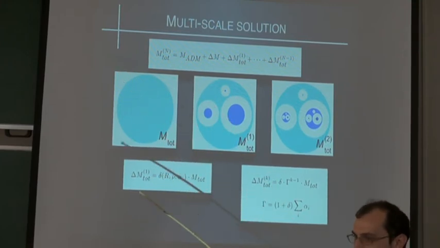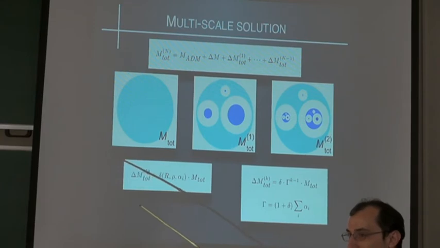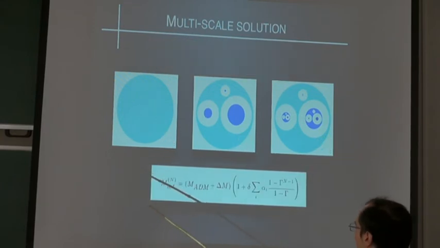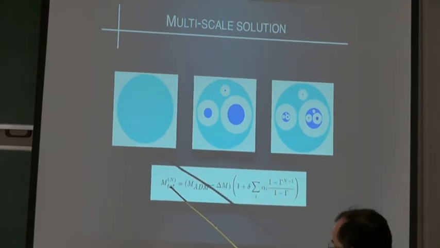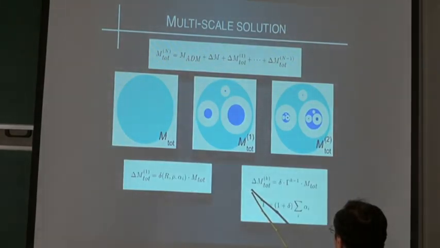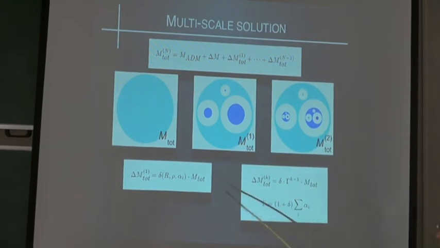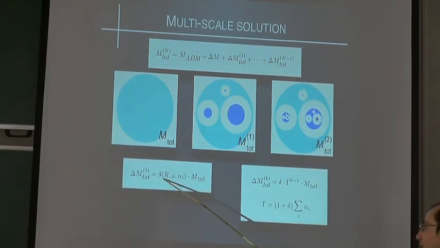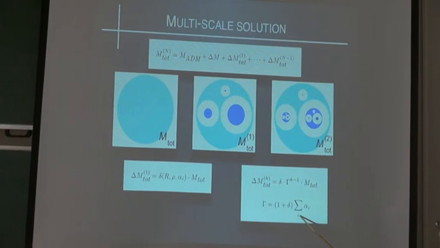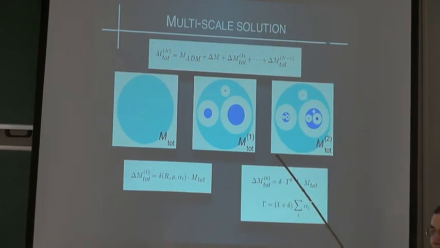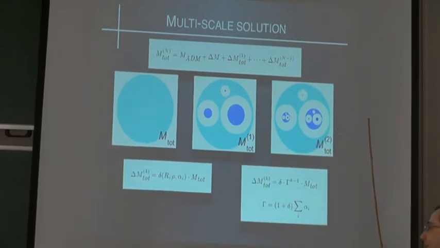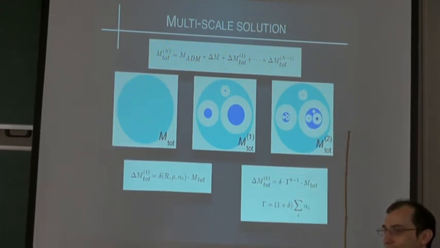So is the geometric series always convergent or no? No, it's not always convergent. It depends on this large parameter gamma, which is about 1 plus delta. Delta is this correction here, and the sum of alpha i's, where alpha i's are the fractions of volume taken up by these voids at each step. So this is the interesting situation when it diverges.